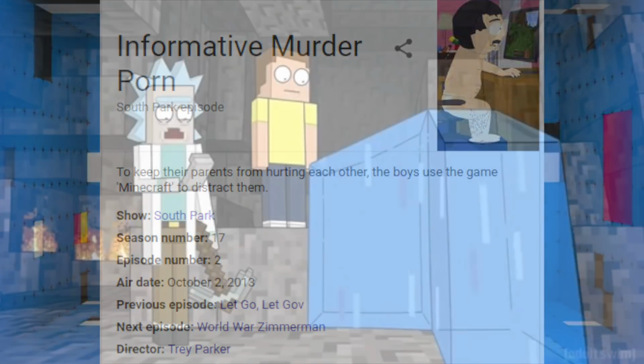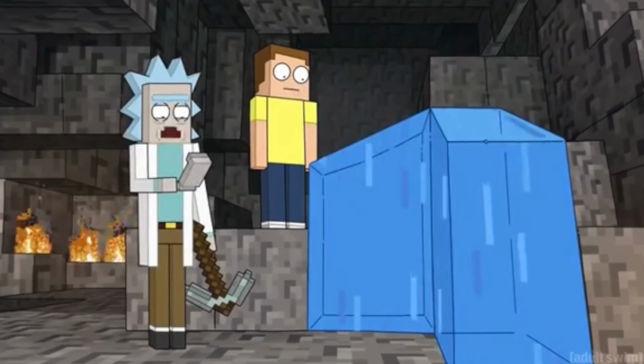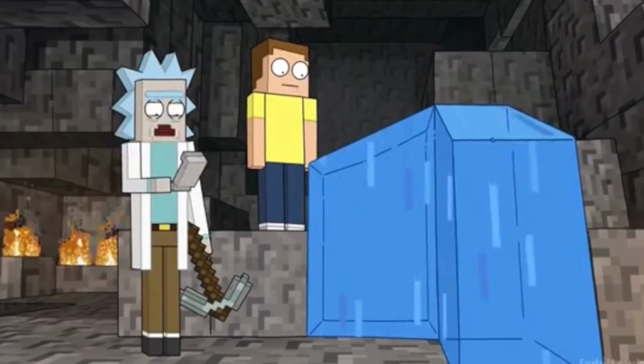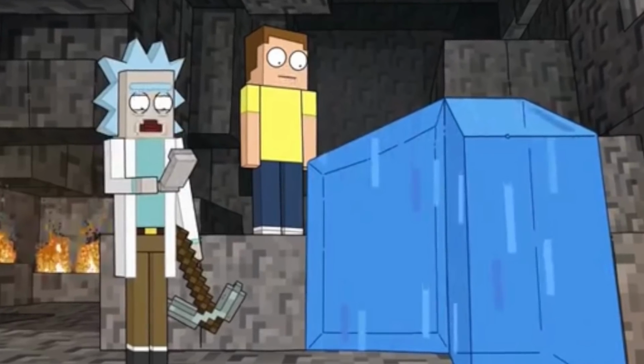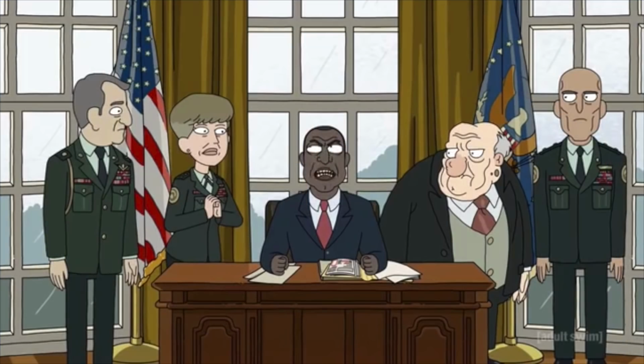Also, with the Minecraft references, Rick makes a mention, do autistic people play this game? To which he says he loves it, which would lead us to believe that Rick is self-diagnosing himself as some sort of autistic.